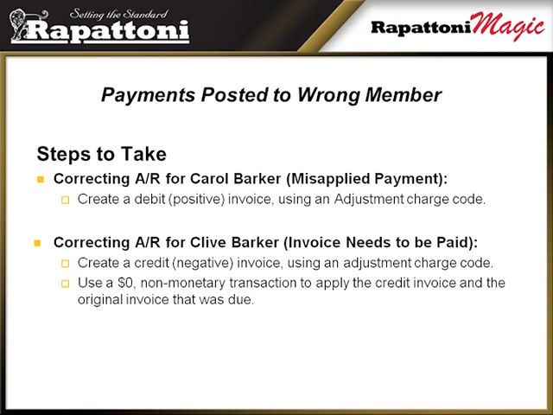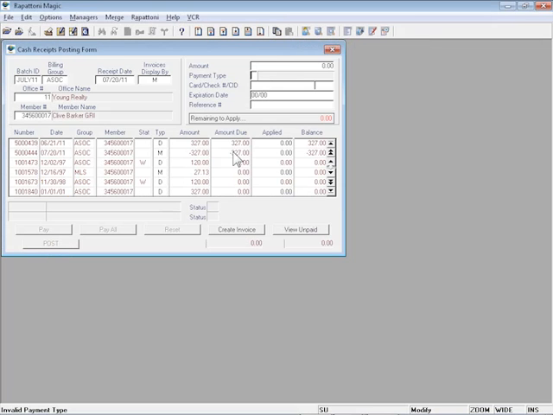Okay, now that he has both a debit and credit of the same dollar amount, we now need to use a zero or non-monetary transaction to apply the debits and credits against each other. So, again, we're at the cash receipts posting form, and it's kind of a theme that we have here. We're going to go into the amount field and leave it at 0, because, again, no new funds are taken in. We're going to use the N for non-monetary transaction, and we're going to use a reference of misapplied payment.